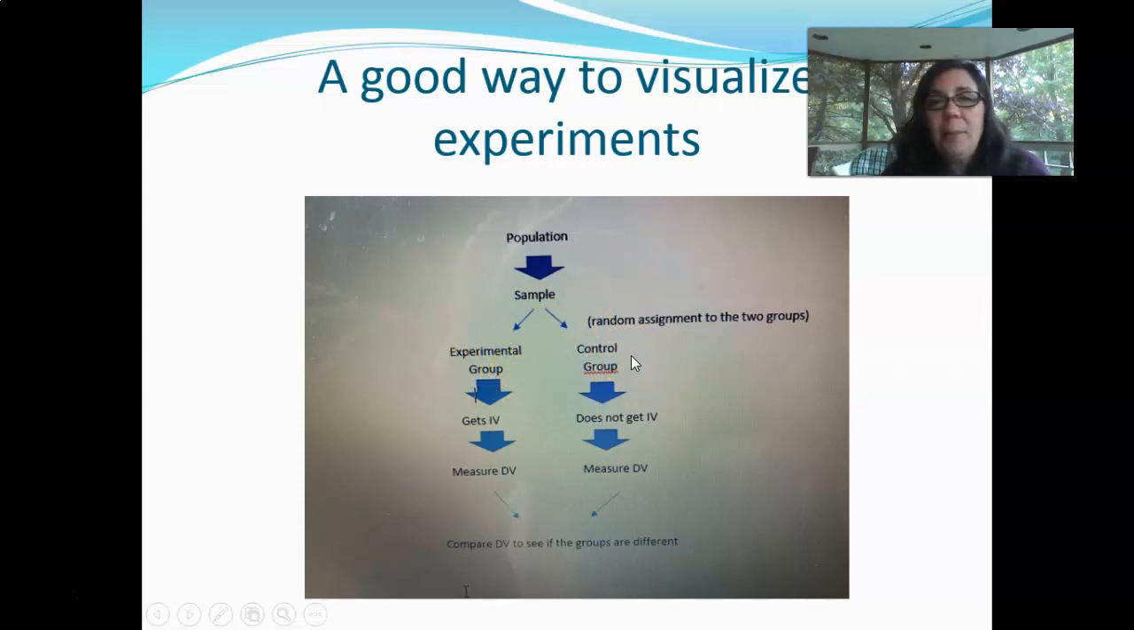If you don't start with them being identical to each other, then it's meaningless to talk at the end about whether they're different. They started different. So they have to start off identical to each other. And then your experimental group gets the independent variable, and your control group does not get the independent variable, but everything else stays as close as possible to the experience of the experimental group, so that only the independent variable is different. And in the end, you measure the dependent variable for both groups and compare to see if the groups are different, right? So this is, I think, a really good way to draw things out.